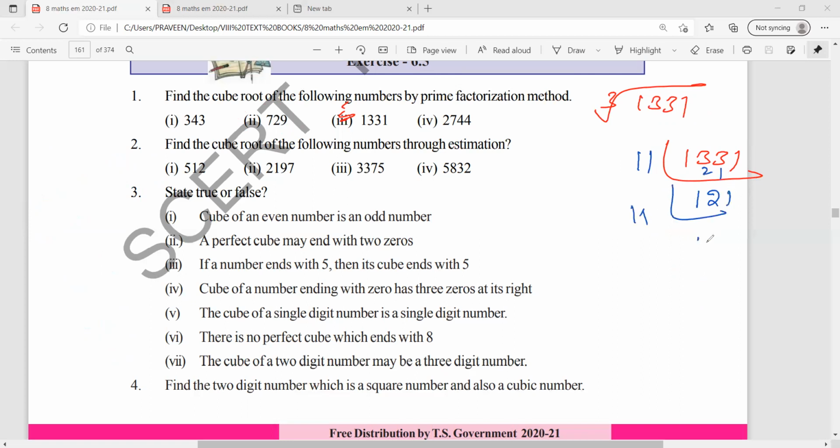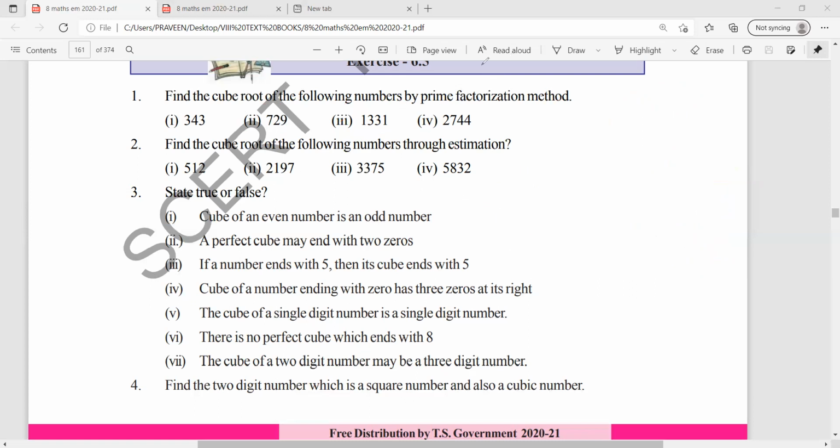So next, 11 elevens are 121, 11 ones are 11. So how can you write? The cube root of this is 11 into 11 into 11. 11 will come out. What is the answer here? The answer is 11. It's very clear. No doubt at all. Thank you.